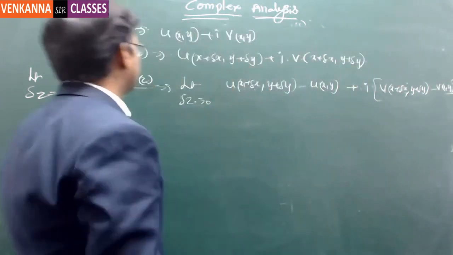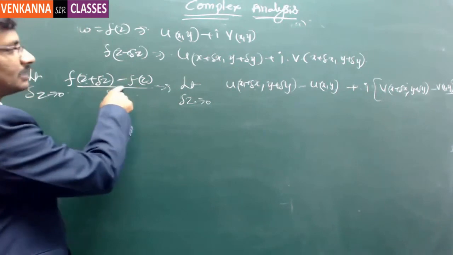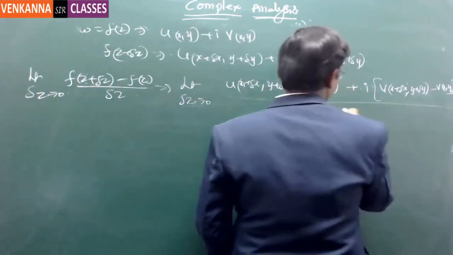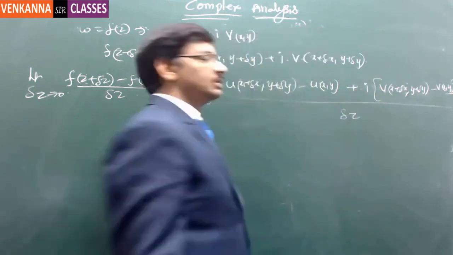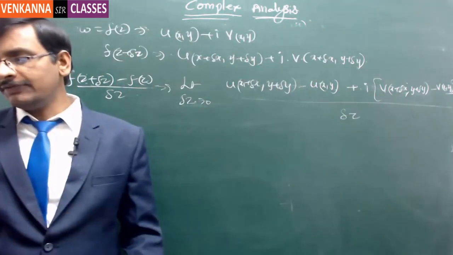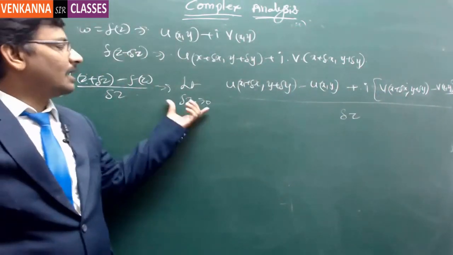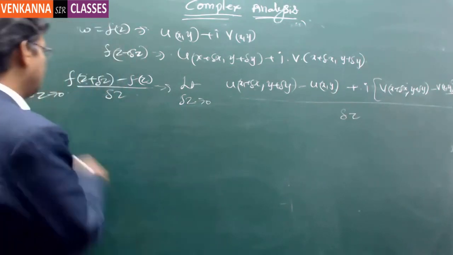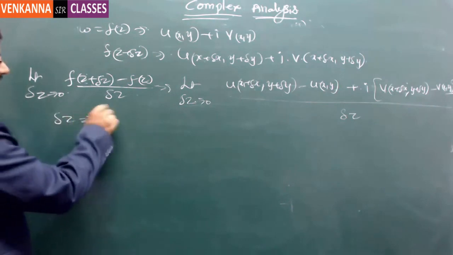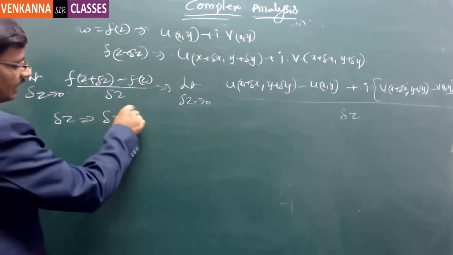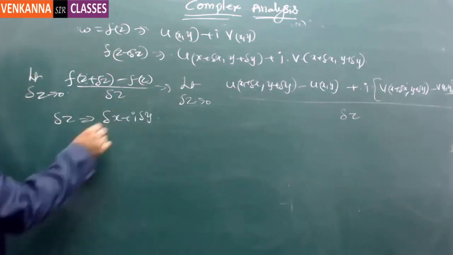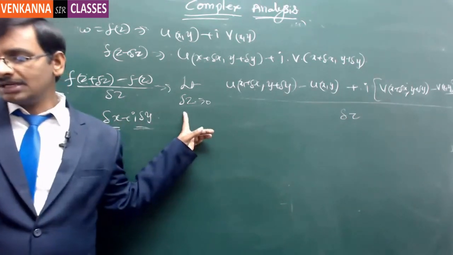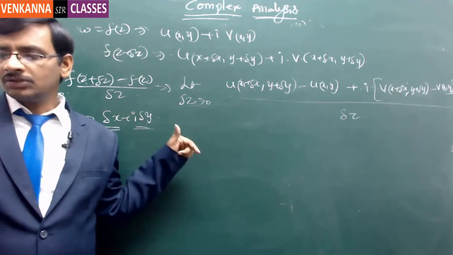So this is f of z plus delta z minus f of z divided by delta z. So this is the function value which we need to be identifying. Now here delta z tending to 0, we mean delta z is equal to delta x plus I times delta y. Now this delta x and delta y both are tending to 0 as delta z is tending to 0. Now you can take two different ways.